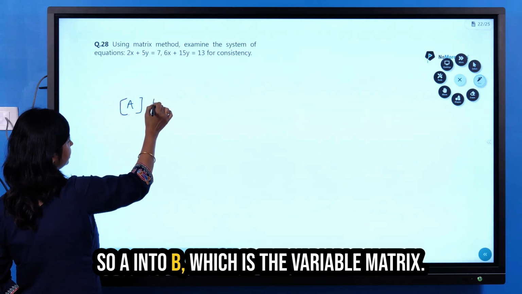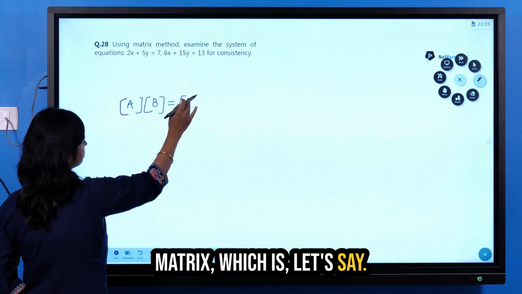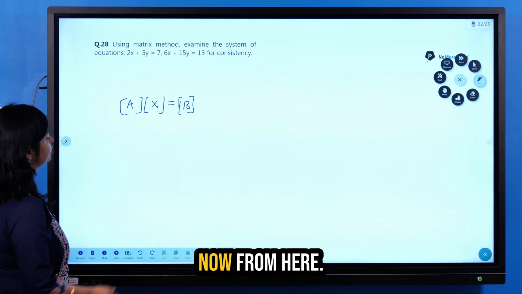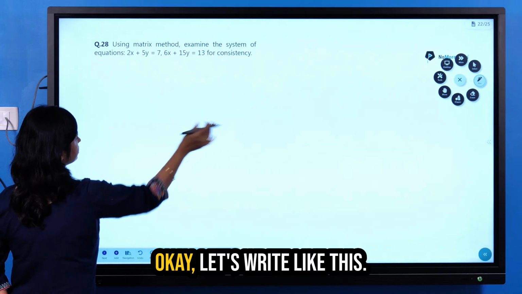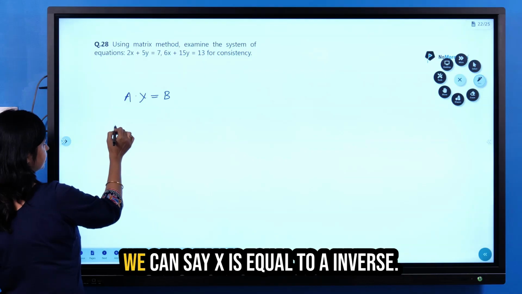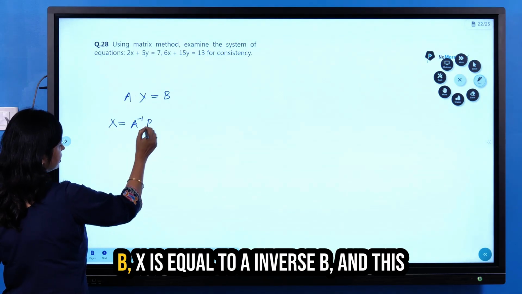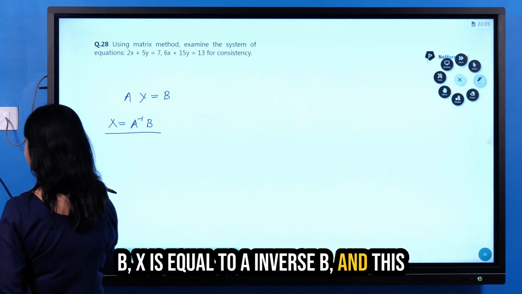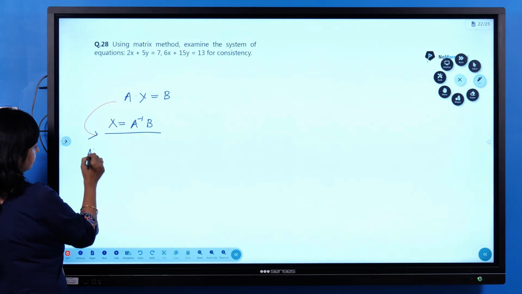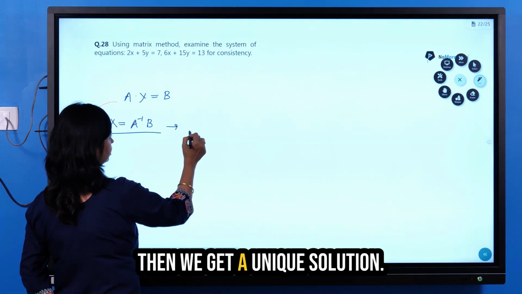So A into X, which is the variable matrix, is equal to the constant matrix, which is, let's say, B here. Okay, let's write like this: A X is equal to B. So from here, we can say X is equal to A inverse B. And this can happen only when determinant of A is not equal to 0. When this is not equal to 0, then we get a unique solution.